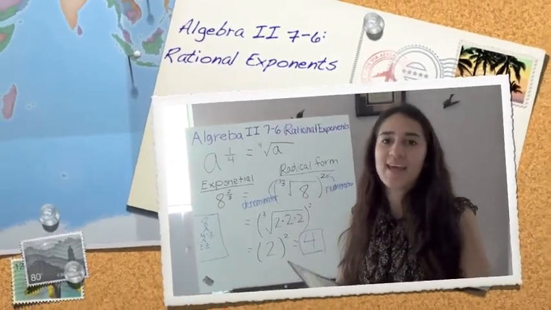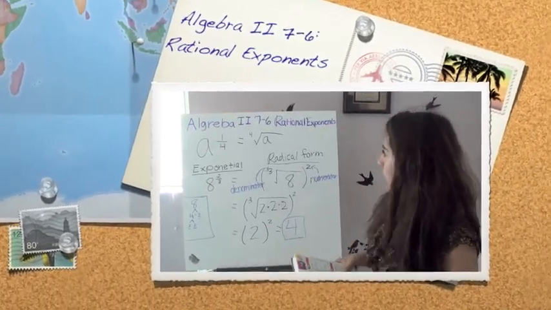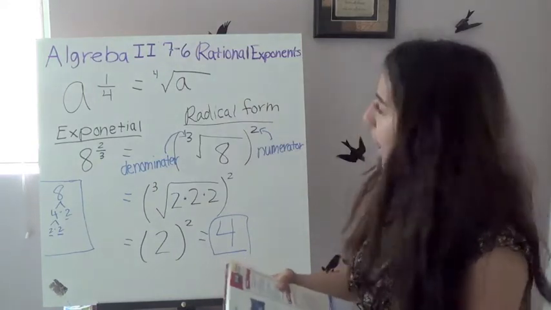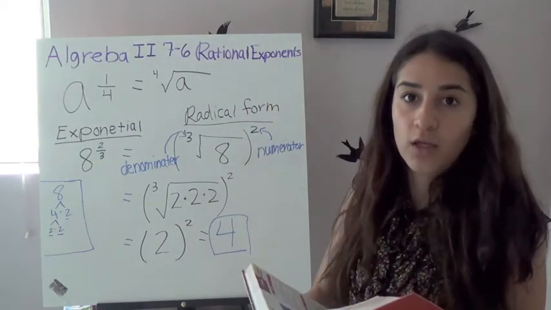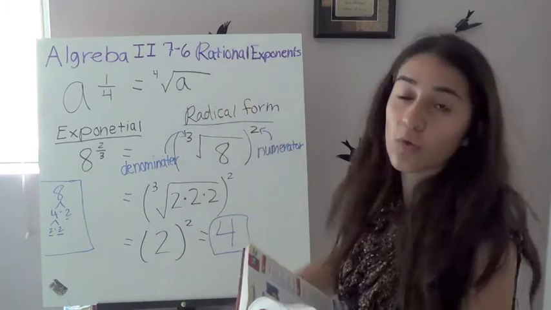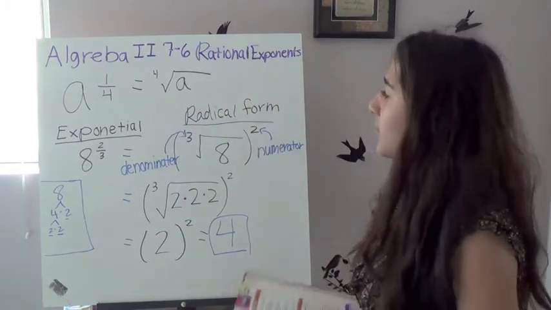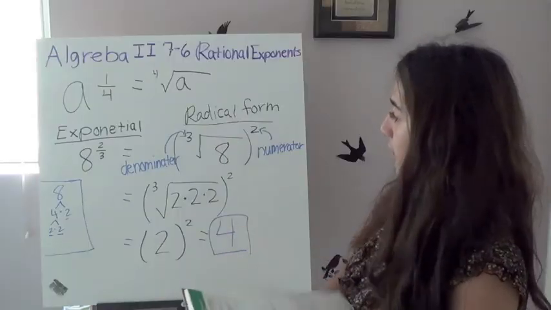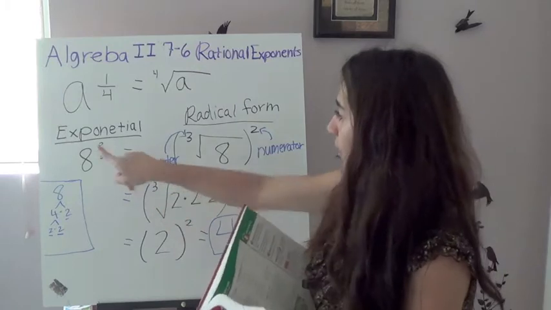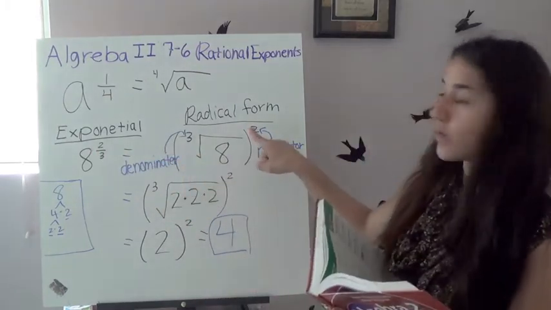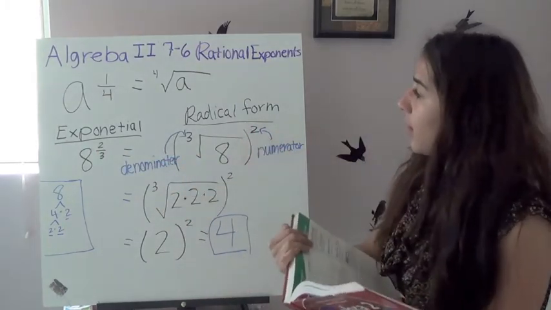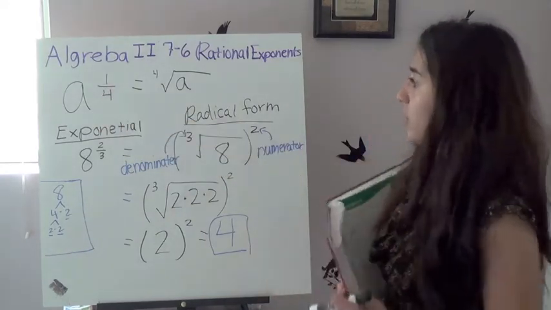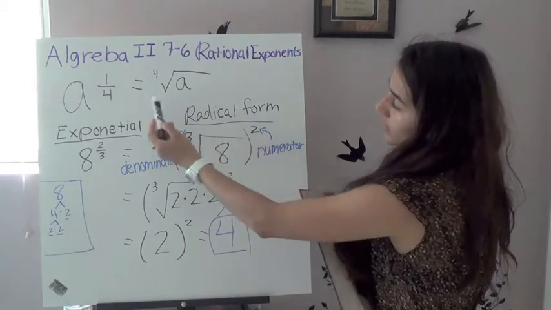I'm Miss P for today, and you guys are going to learn about rational exponents, Chapter 7, Lesson 6. It's pretty much what you went over in Chapter 7-4, the nth root. But this time a number is going to come into play. You're going to have exponential form, and they're going to ask you to convert it into radical form. So exponential form looks like this: a to the 1 over 4, and then radical form looks like this.